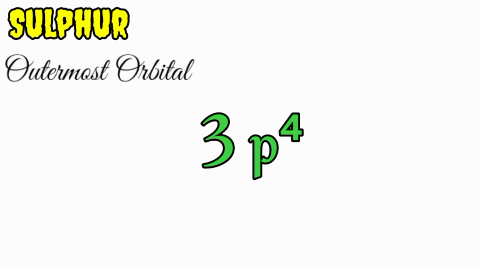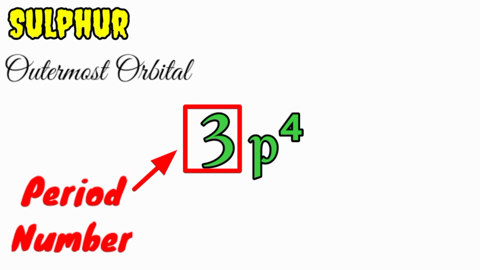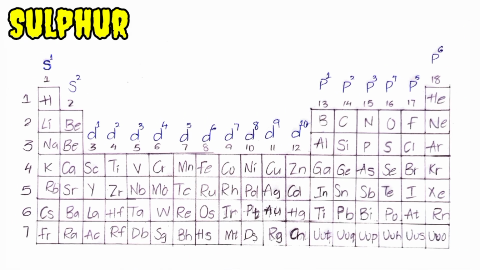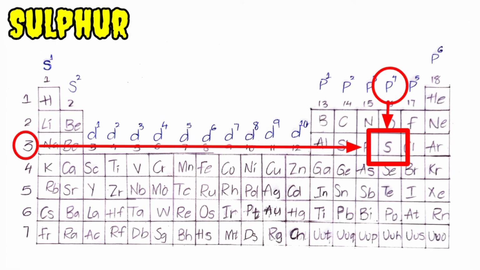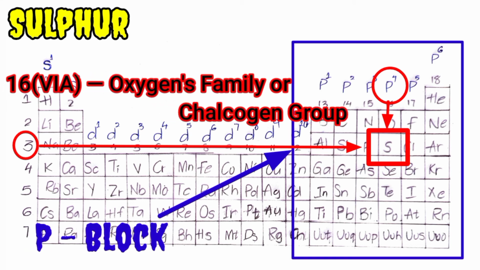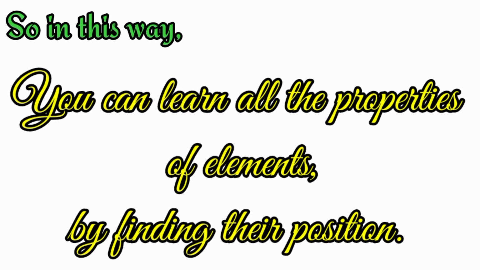Now in this 3p4, take this 3 as the period number, and take p4 as the group value. So sulfur is found in the 3rd period and 16th group. By this we can say that sulfur belongs to the chalcogens group in the p-block. So sulfur has some properties of chalcogens and the p-block. So in this way you can find the properties of any element by finding their position.